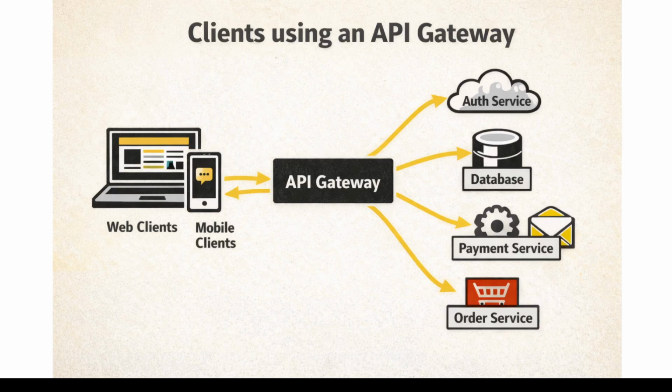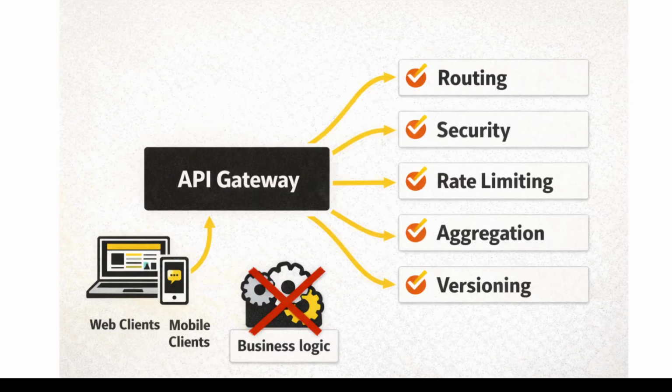An API gateway is a single entry point for all clients. Clients talk to the gateway, and the gateway talks to internal services. This gives us decoupling, centralized security, and controlled routing. An API gateway typically handles routing, authentication and authorization, rate limiting, request aggregation, and API versioning. But note that it does not contain business logic.